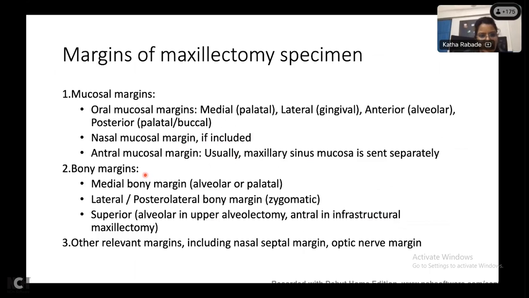Bony margins include the palatal medial margin, the lateral zygomatic part of the bone, and the superior bony margin in cases of upper alveolectomy or infrastructural maxillectomy.